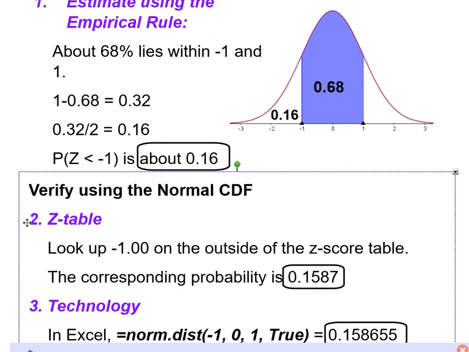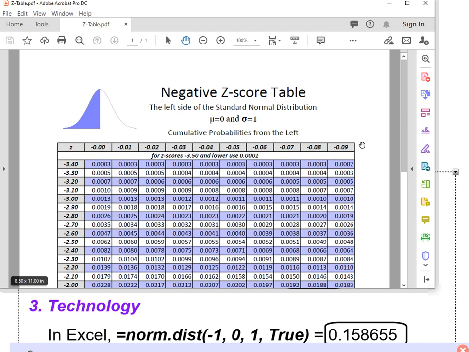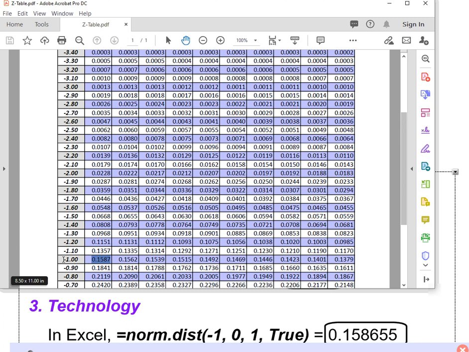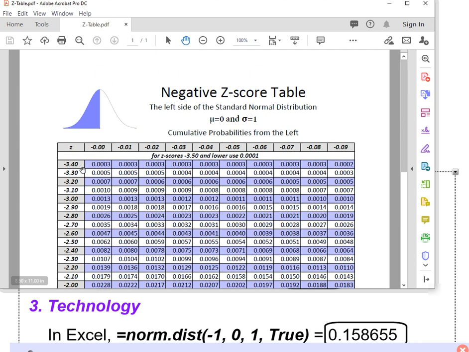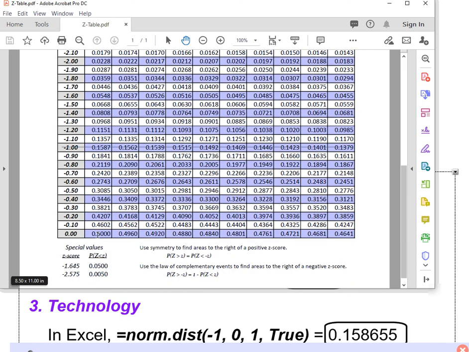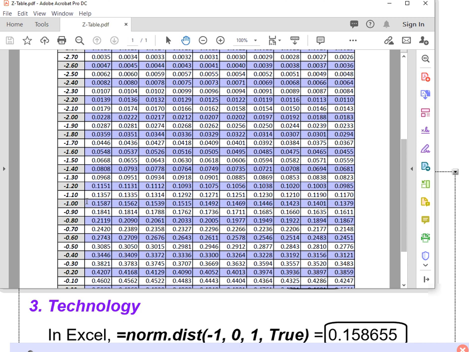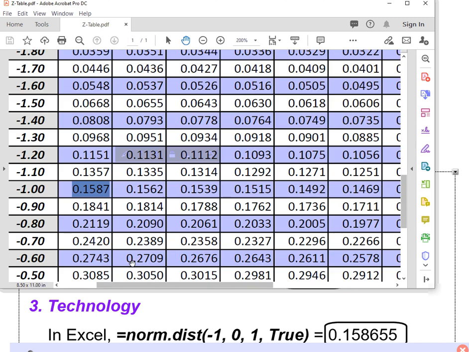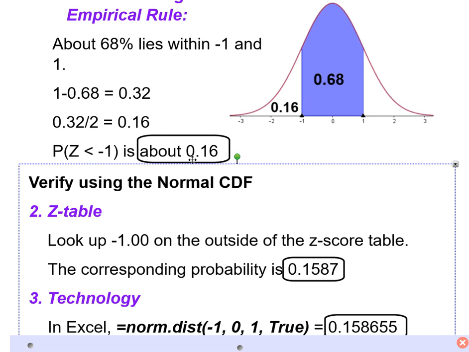Now we can look it up in the z-score table. Just looking up -1, we will find the corresponding probability to be 0.1587. Let's take a look. Here's the negative z-score table. If I go to -1 here, I know that my answer is somewhere in this row. However, I have to line it up with the correct last digit of my z-score up here. Since it's just -1, my last digit would be 0, so I'll stay in that first column. And so my answer is 0.1587, which is close to 0.16.